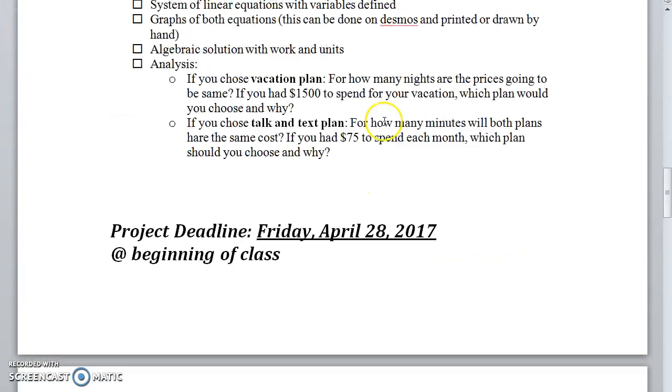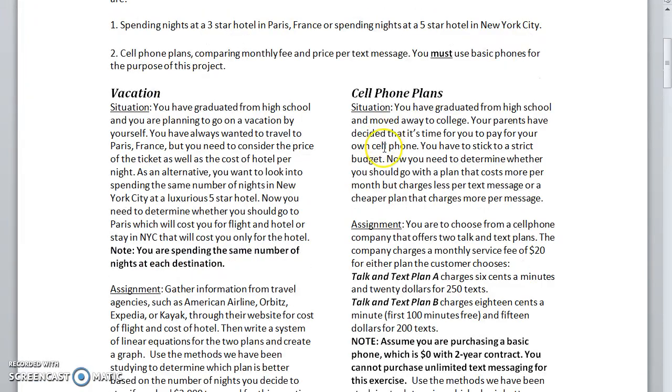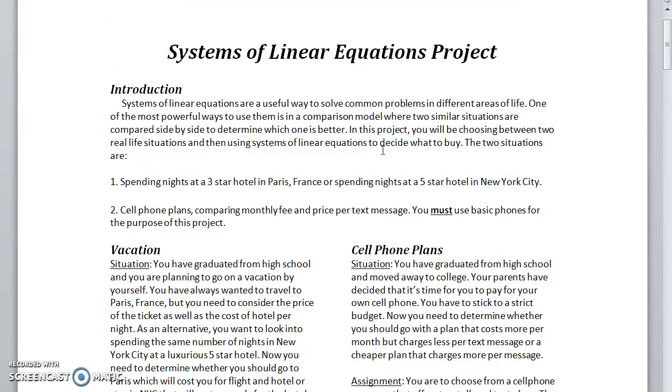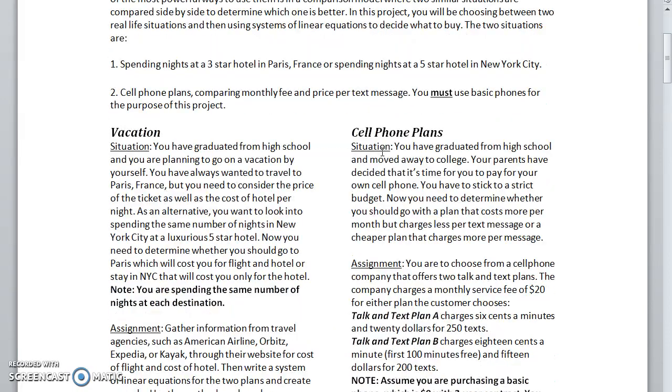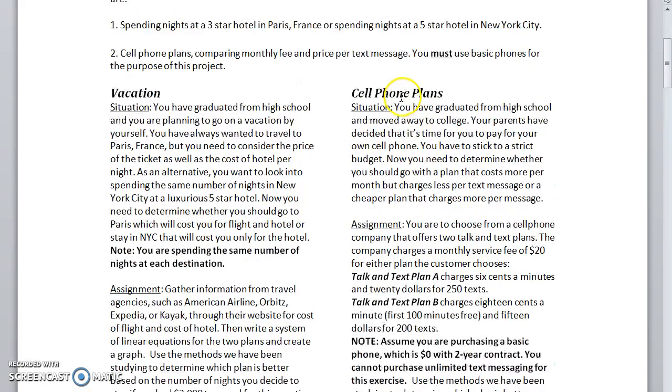Today we will be working on the second part of our project. Yesterday we worked on vacations. We went to Paris, France, or you guys went to Paris, France. And you guys also went to New York and got to compare the prices between the two using the system of equations. Today we will be taking a look at cell phones, the second part of our project, and determining which one to use. So let me go ahead and read off the situation.